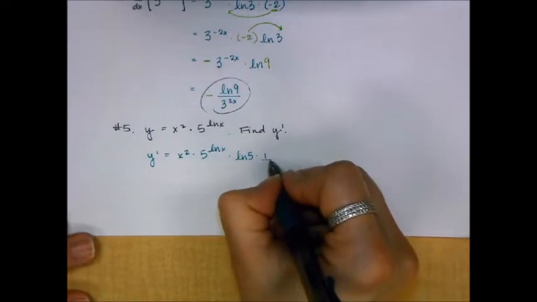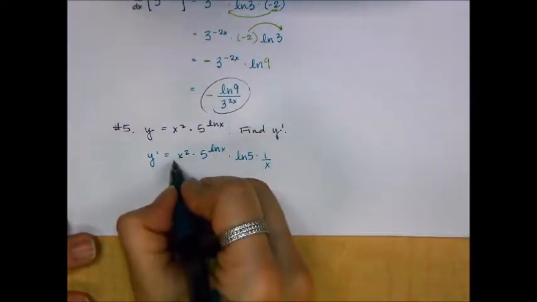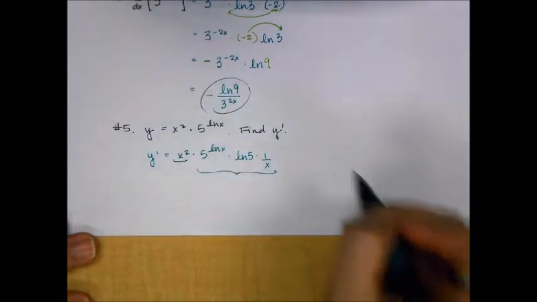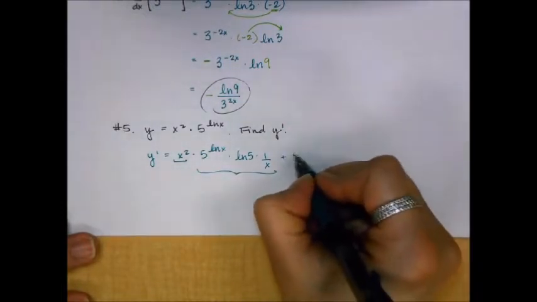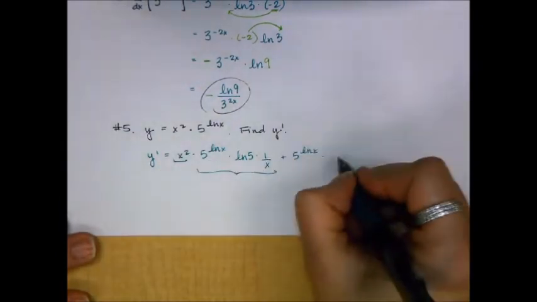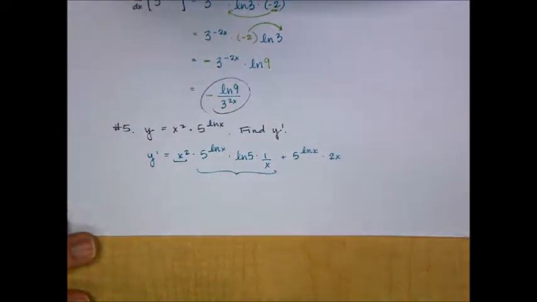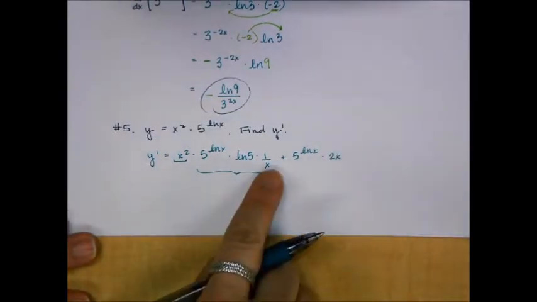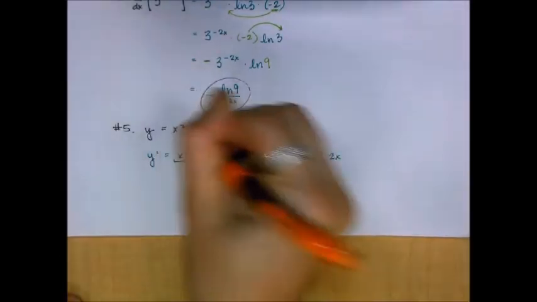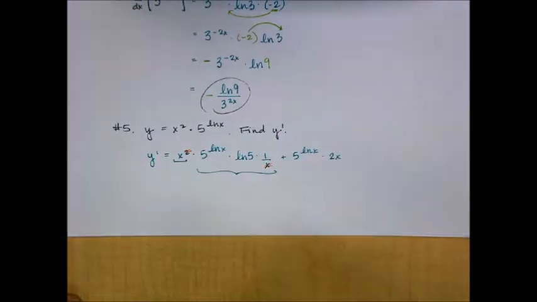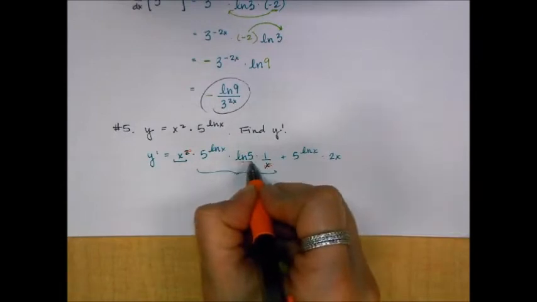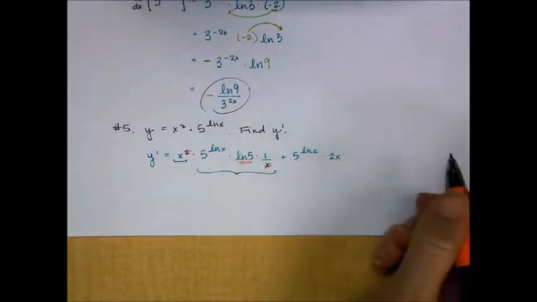So that is just first times the derivative of the second plus the second term times the derivative of the first term. That'll give us 2x. There's a little bit of simplifying I can do here with x squared over x. And then you'll notice that both terms have some things in common: a natural log of 5, the 5 to the power natural log x. That's what they have in common.